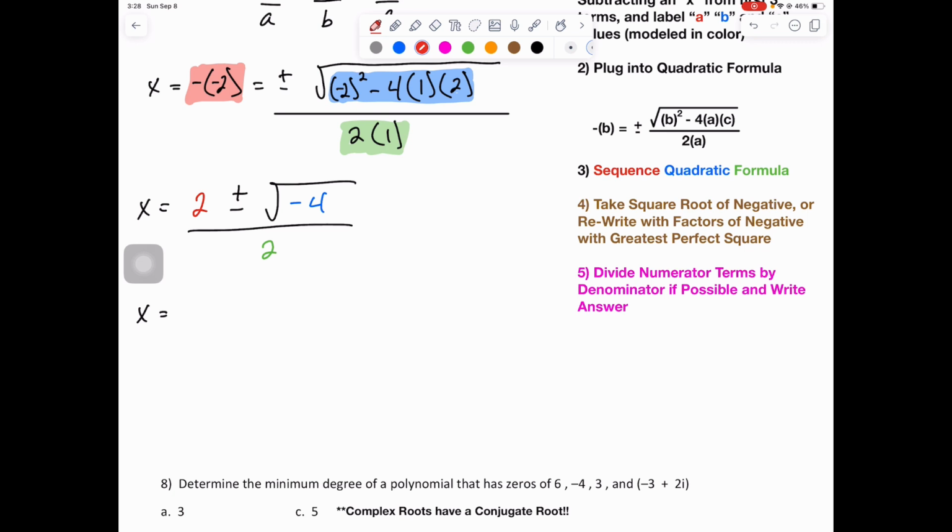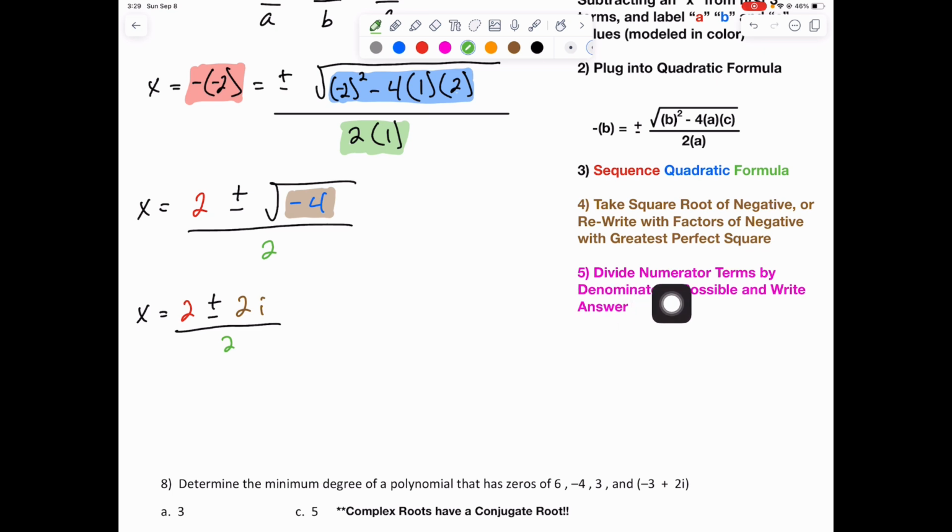Now from here, just going to open up our x equals again. I'm actually going to draw or add my red 2 and put in my plus minus. Because step 4 says take square root of negative or rewrite with factors of negative with greatest perfect square. Well, we know that 4 is a perfect square. I'm actually going to highlight that in brown. And we're going to take the square root of it there, which is simply 2i. We're going to put that over our green 2. We have now worked through the first 4 steps.